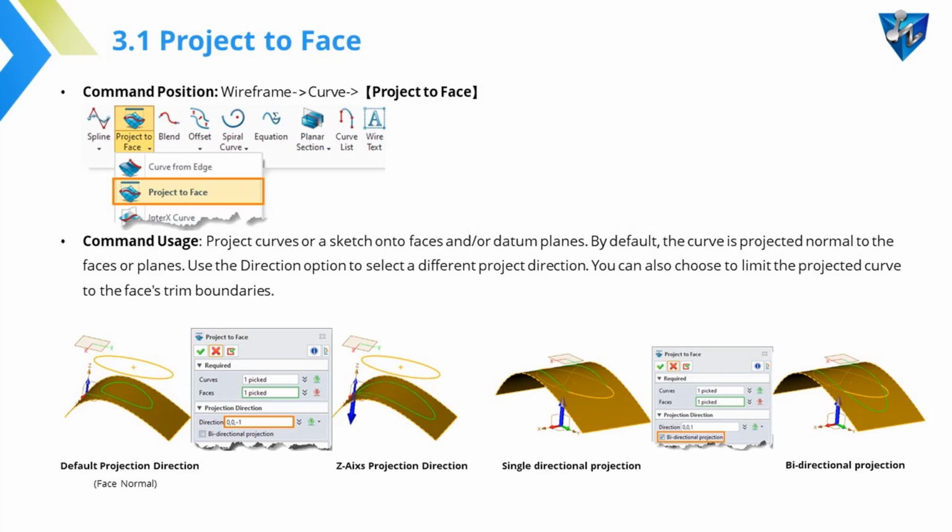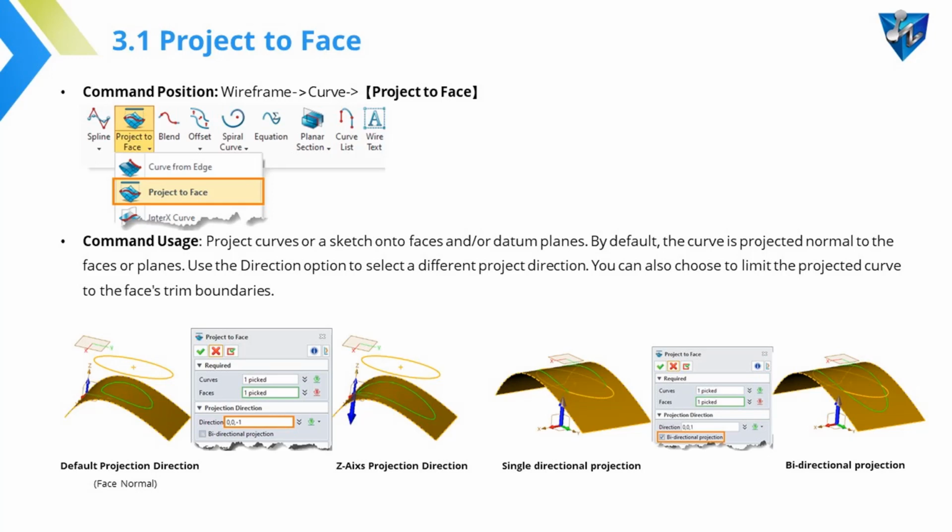The first one I will introduce is project to face. This function is used to project curves or a sketch onto faces and/or datum planes. By default, the curve is projected normal to the faces or planes. Use the direction option to select a different projection direction. On the bottom left is an example of projection. The left picture shows the default setting, which is normal to the selected face. The right picture shows the result with the z-axis direction.